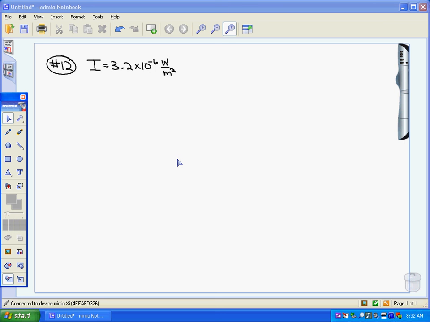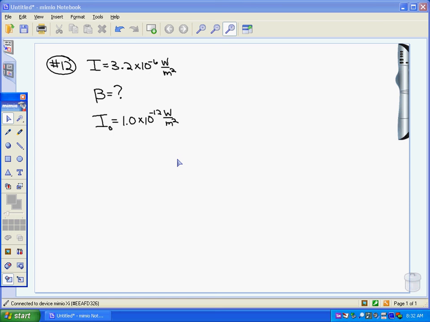During a conversation, it says, what's the sound intensity level? Sound intensity level is beta. It tells us what we're looking for. Now, in order to do this problem, you must know what the baseline sound intensity is, which is given as 1.0 times 10 to the negative 12th watts per meter squared. And once again, this is considered to be the standard lowest sound intensity that people can hear.